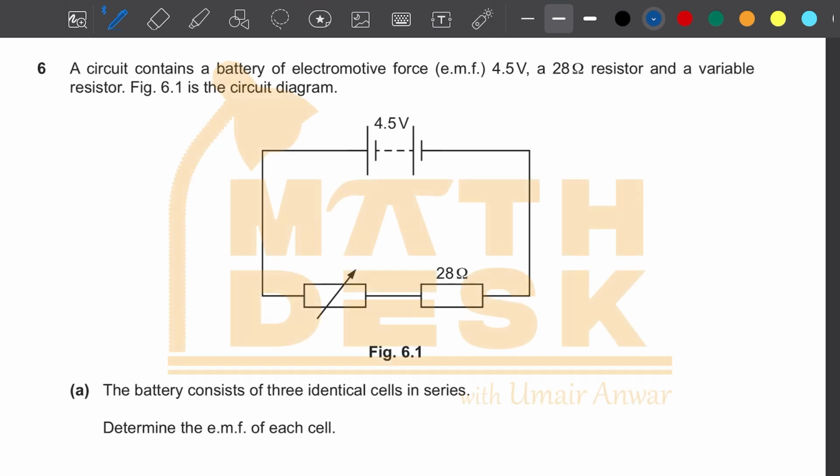Welcome to this tutorial. I'm solving question number 6 of paper 2-1 of the October-November exam series of 2021. The topic of this question is current electricity.